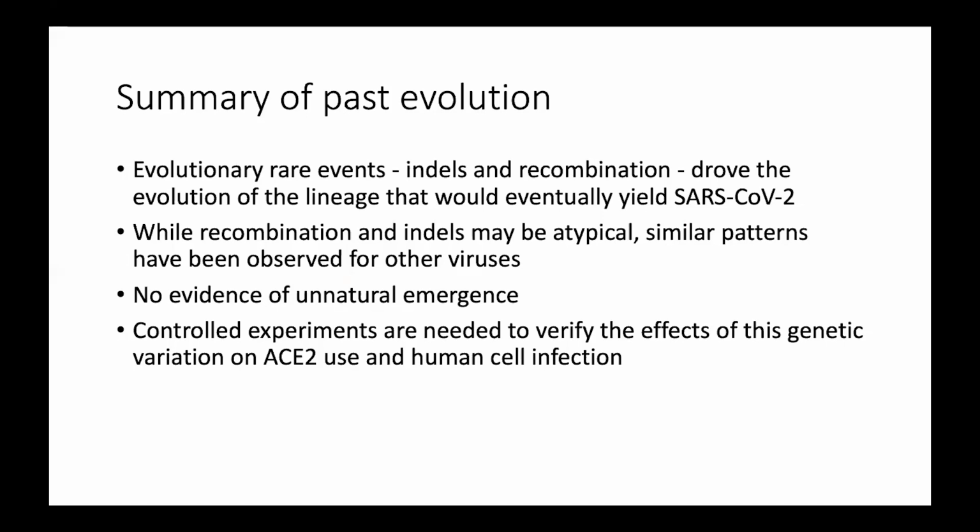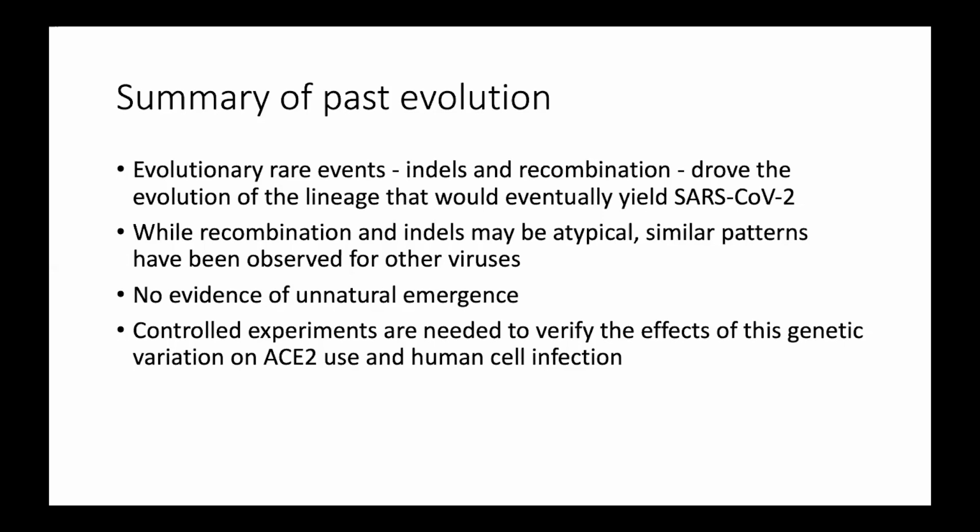There are lots of these evolutionary rare events, indels and recombination, that drove the evolution of the lineage that would eventually yield SARS-CoV-2. While recombination and indels may be atypical, similar patterns have been observed for other viruses. There's no evidence for unnatural emergence, and you can talk to your conspiracy theory friends about this, about how very similar patterns of recombination, insertions, deletions and other mutations are seen in viruses that are very different, but obviously experience the same pressures to expand their host ranges and adapt in that way.